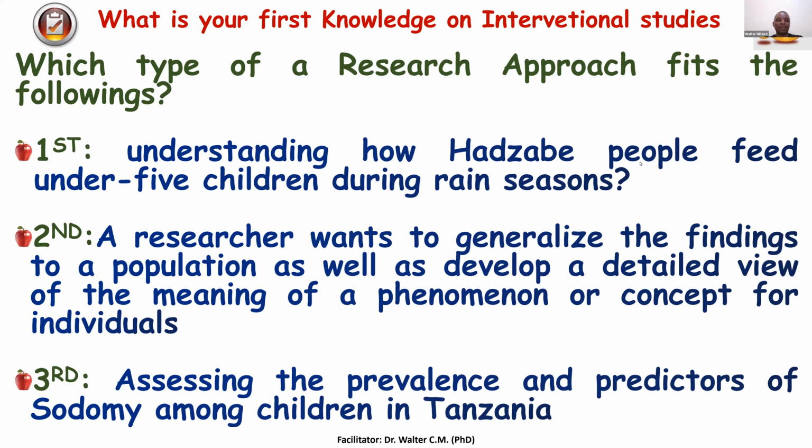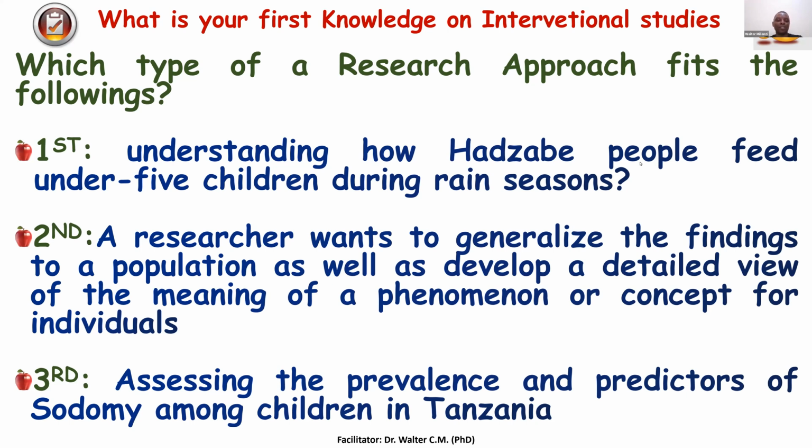So for instance, the first one: a researcher wants to understand how people in Tanzania feed under-5 children during the rainy season. So given the nature of this conceptualization of the research, be it the title now, what do you think is the most appropriate research approach for this one? I think after this session, you will be in a position to answer the first.